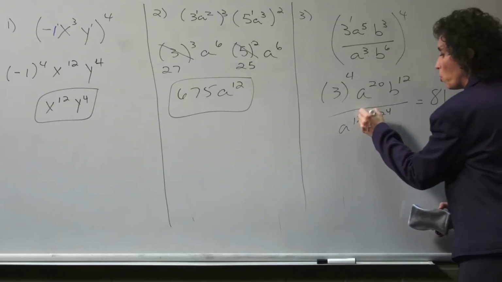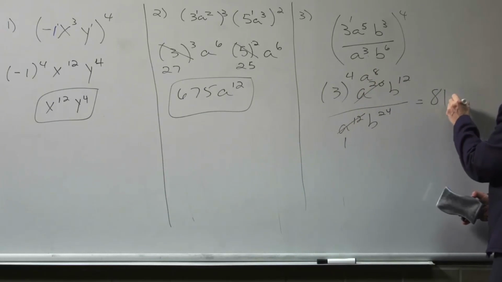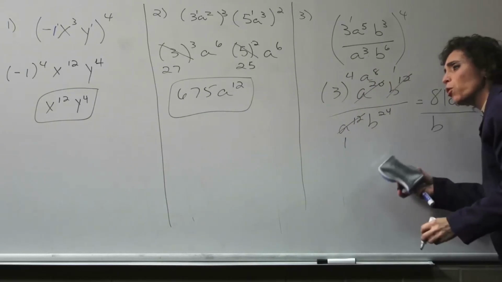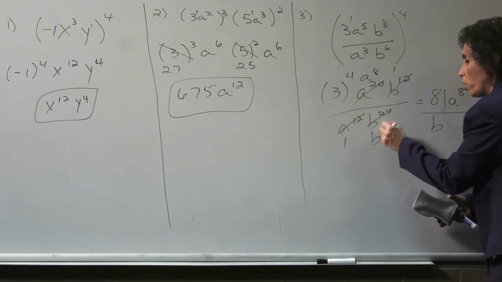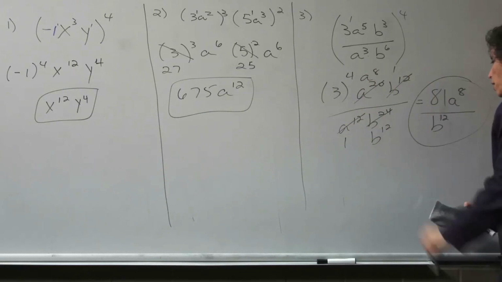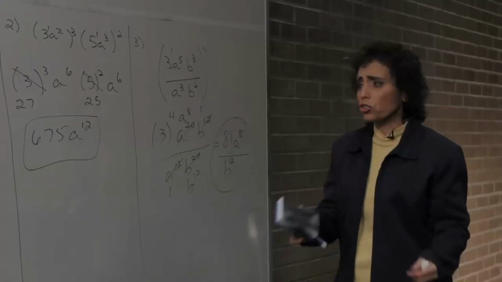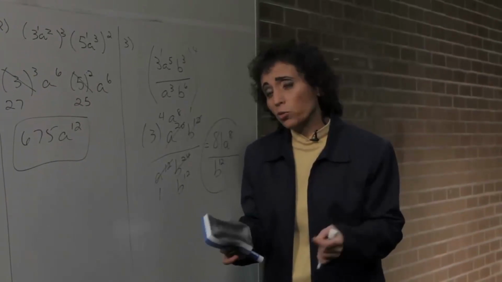Okay, now there are more a's upstairs. There are 8 more a's, so we get 81a to the 8th. The b's are going to be downstairs because there's more b's downstairs, bigger number, and 24 minus 12 is 12. So it's 81a to the 8th b over b to the 12th. And that takes care of that problem. So just go slow, reduce. It's kind of fun. All right, we're going to do the next one as soon as I get this off the board.